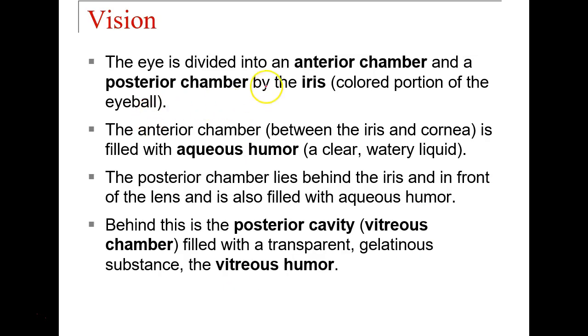Okay, and we briefly discussed how things are divided. The anterior cavity has an anterior and posterior chamber divided by the iris. Anterior chamber between the iris and cornea, filled with aqueous humor. Aqueous is clear and watery. The posterior chamber will lie behind the iris and in front of the lens, filled with aqueous humor as well. The posterior cavity is filled with vitreous humor. It is transparent but more gelatinous in substance, also known as vitreous humor.